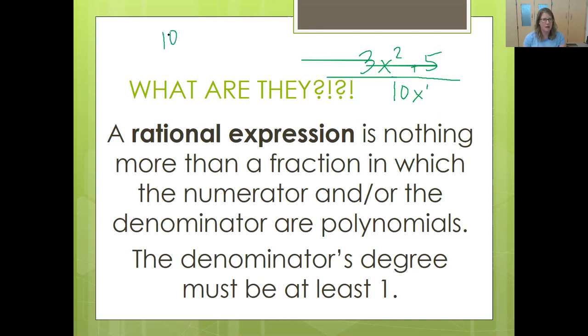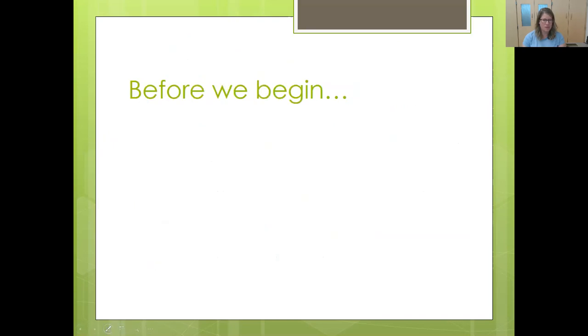So I might have something like 10x squared plus 2 over 3x squared minus 7. Okay, that's a rational expression. The top of the expression doesn't necessarily have to have a degree in order to be considered a rational expression. So something like 1 over 3x plus 2, that is a rational expression as well. So just the denominator has to have at least degree 1. And then it's a ratio or a fraction of 2 polynomials. Okay, so that's what a rational expression is.